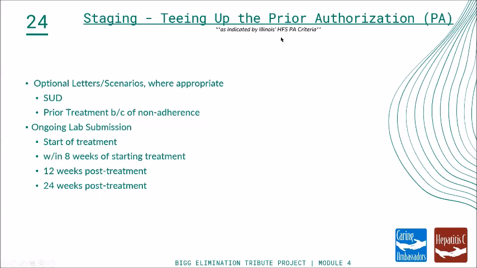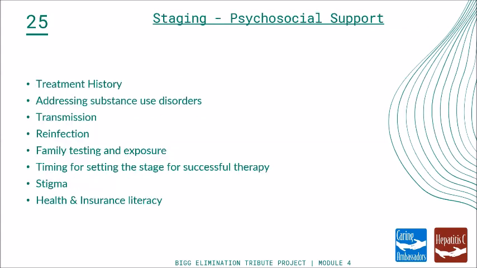And then finally, again, this is just from Illinois HFS. Your state may be different, or the private insurer may be different. But through treatment, the insurer does want to see ongoing lab submissions. So at the start of treatment, which is what we just talked about, they do want to see labs, and mostly this is just viral load within 8 weeks of starting the treatment, 12 weeks post-treatment, and 24 weeks post-treatment. So these are important things to consider based on that individual's insurance.